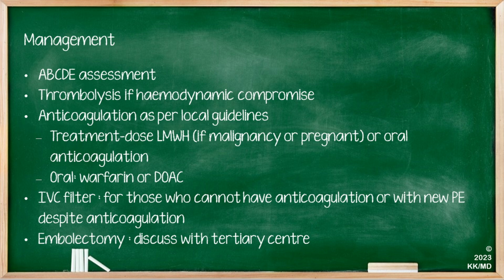Suspected and confirmed cases of pulmonary embolism should be managed using an ABCDE approach, as it can be a medical emergency. Thrombolysis is indicated if there is hemodynamic compromise. Anticoagulation should be given as per local guidelines, and this may be treatment-dosed low molecular weight heparin, particularly if the person has a malignancy or is pregnant, or oral anticoagulation.